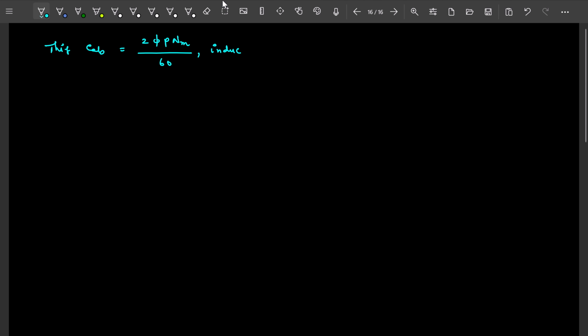This is the induced voltage across one turn coil, or one turn, or one coil. That is, one turn coil or one coil, like that. This is that voltage, whatever that you have seen.